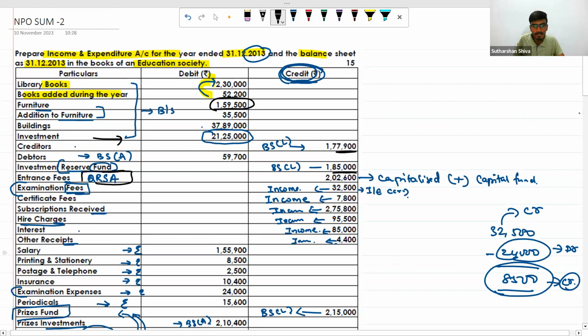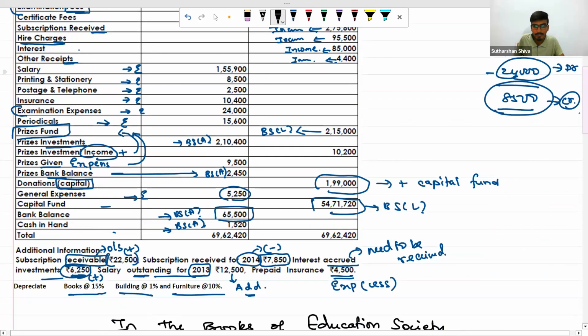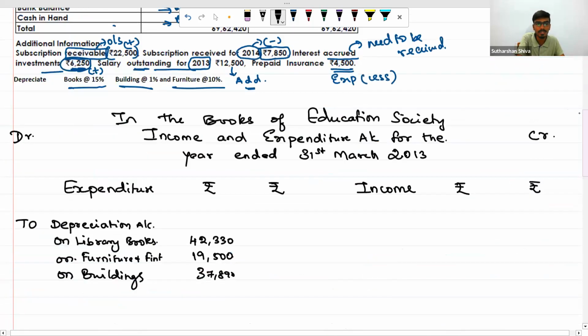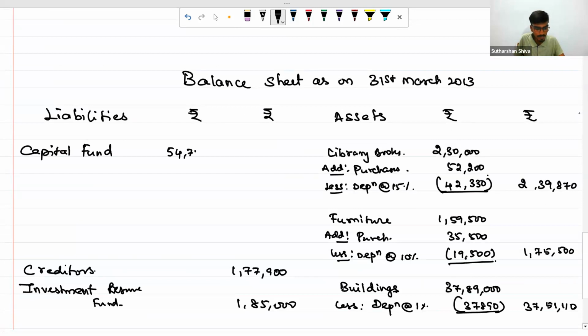Now come to entrance fees. Question remaining silent, we will add it to capital funds. Correct. First, try to write the capital fund first. What is the capital fund? 54,71,720. We'll write capital fund. What is the value of the capital fund? 54,71,720. From this, you need to add entrance fees.